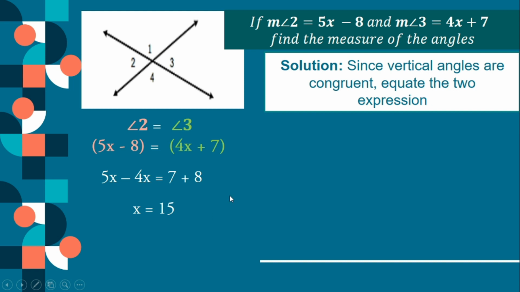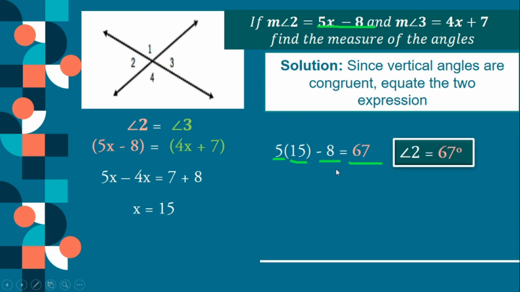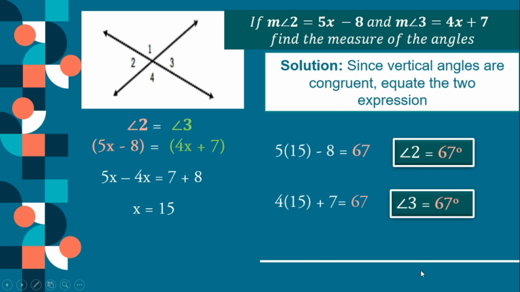So we have, for angle 2, we have 5x minus 8. So that is 5 times 15 minus 8 is equal to 67. Therefore, ang ating angle 2 is equal to 67 degrees. Next is we have for angle 3, we have 4x plus 7. So instead of writing x there, we will write that as 4 times 15. Pinalit natin yung x ng 15. Plus 7 is equal to 67 degrees. So look, they are congruent because they are equal. Okay? Therefore, our angle 2 is equal to 67 degrees and our angle 3 is 67 degrees.